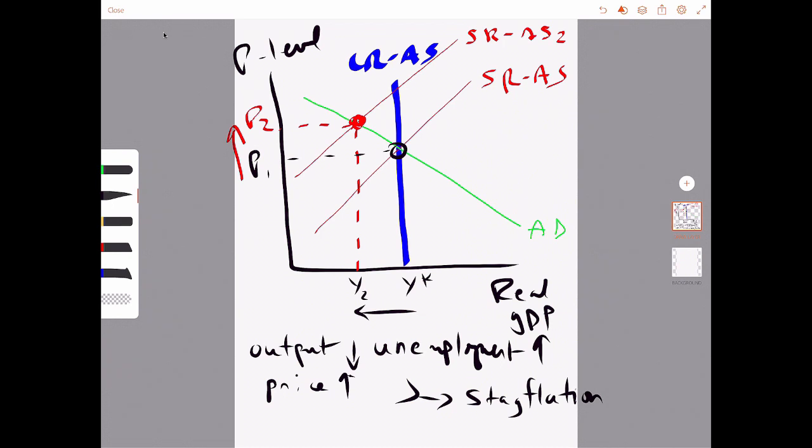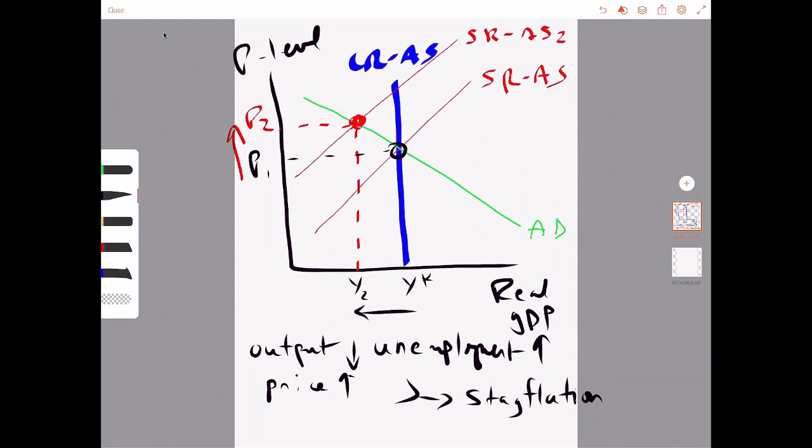This is kind of like output falling and unemployment going up, and whatever toilet paper is in the stores is now way more expensive than it used to be. That's stagflation. So this is really bad. This is sort of worst possible case scenario.